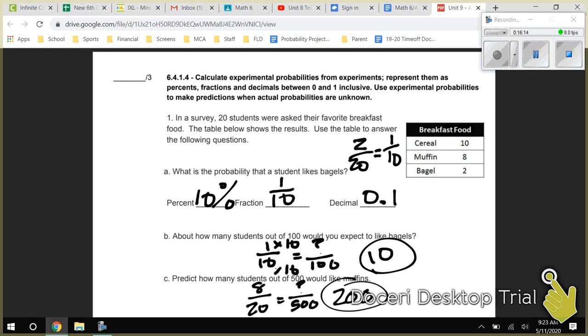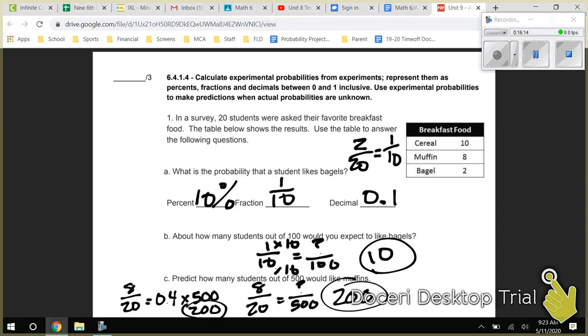So again, we're using muffins here. Muffins is 8. All right, 8 out of 20. You could divide that, right? There's lots of ways to do these problems. You could say 8 out of 20 is 0.4, and you could take that times 500, and that would also give you 200 people. So there's a lot of ways to do this.